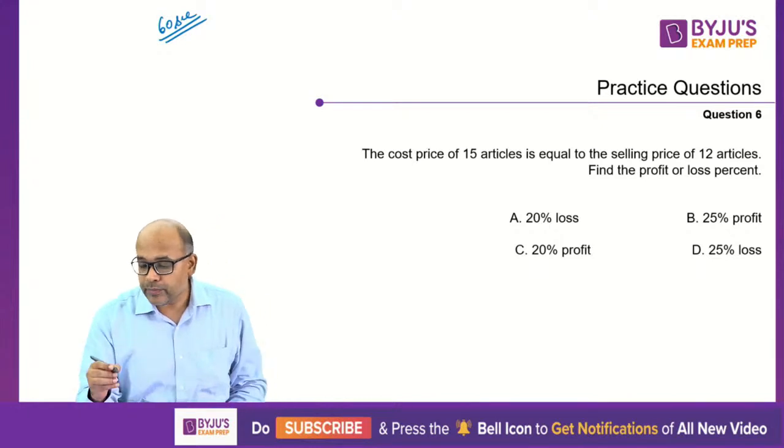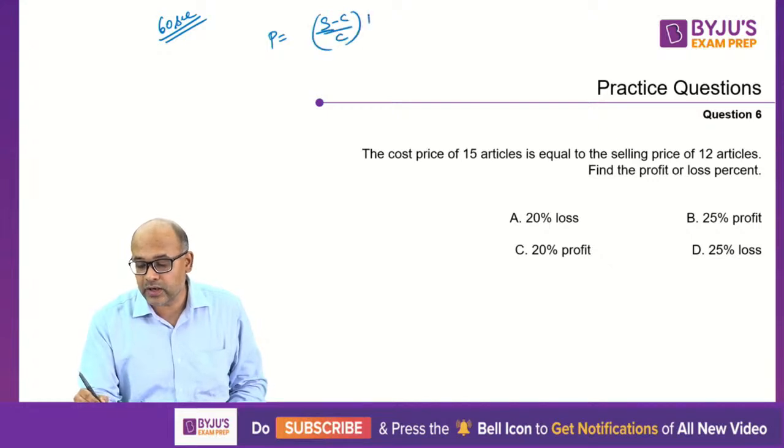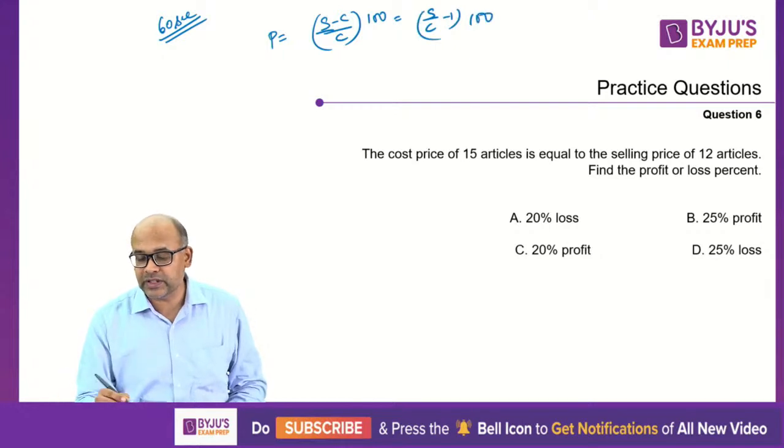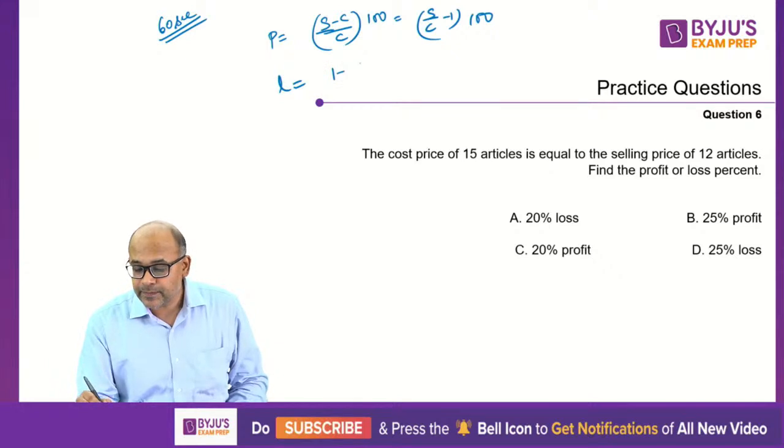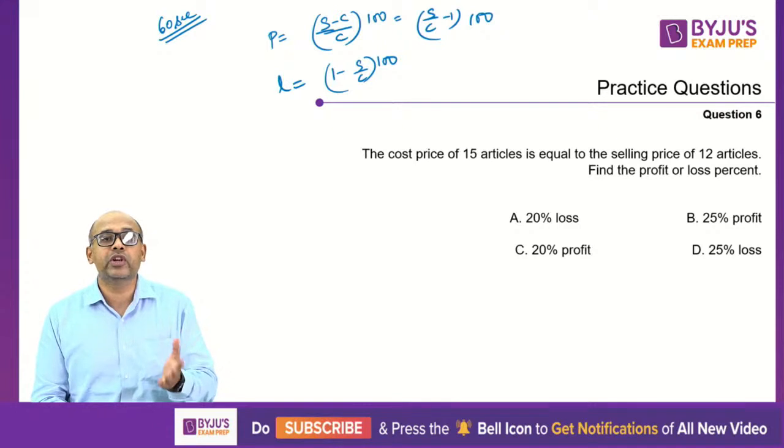So, first of all, what is the formula for profit? Profit percentage is selling price minus cost price, by cost price, into 100, which is S by C minus 1, into 100. This is the profit percentage. If it is a loss, then what is the formula for loss? It is 1 minus S by C, into 100. So it all depends on the ratio of S by C.